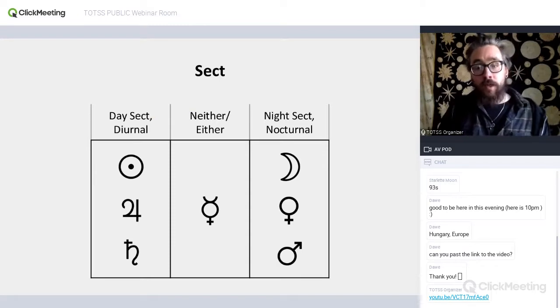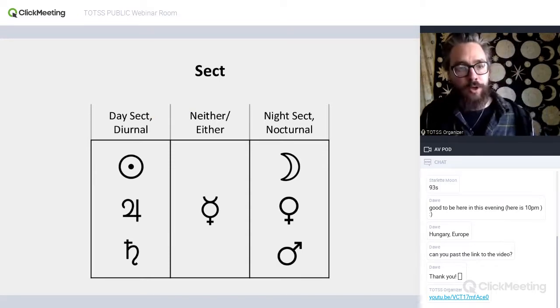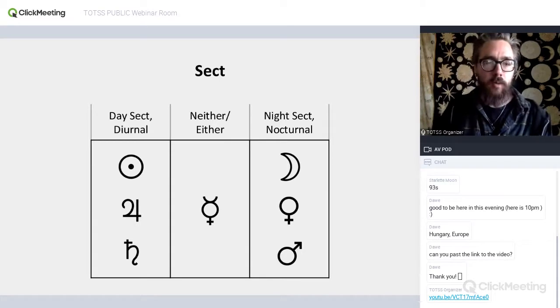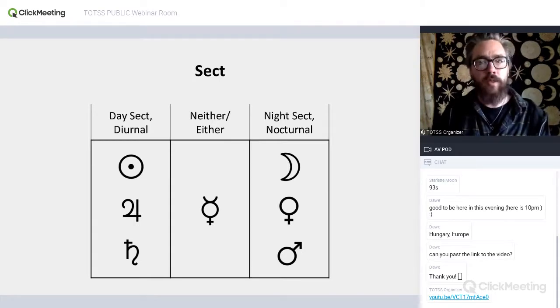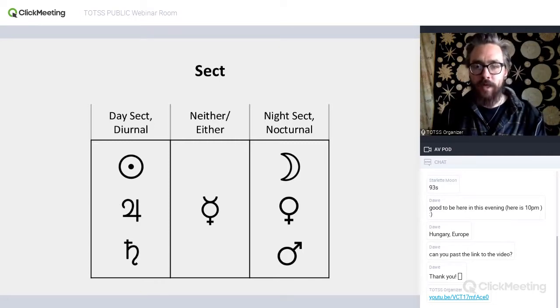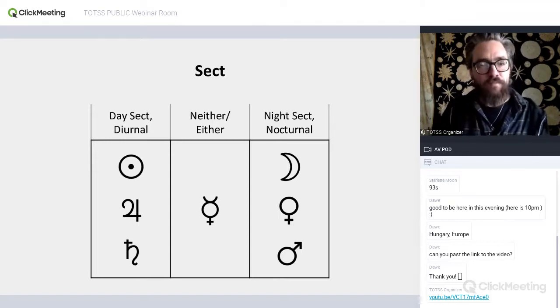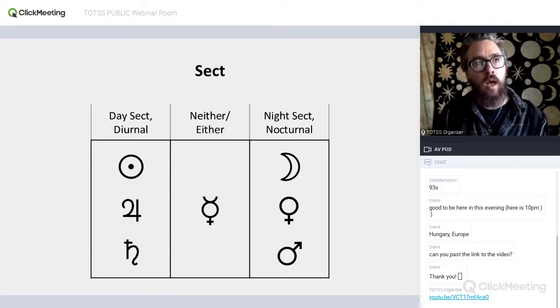All right, now we have another really important concept in traditional astrology, and this is called sect, which we can think of as like team or faction. So we have the day sect and the night sect, or the diurnal and the nocturnal sect. Like the day team and the night team. The day team is the Sun, Jupiter, and Saturn, and the night team is the Moon, Venus, and Mars.